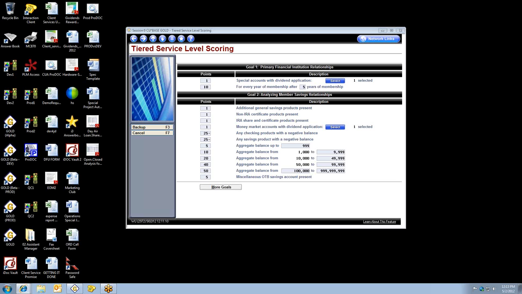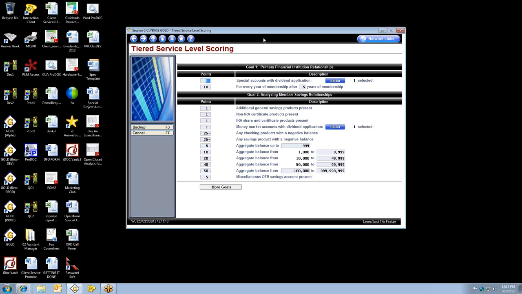Down towards the bottom of the screen is where we start getting into savings relationships and how we would like to award points accordingly when it comes to that. The first screen is additional general savings products configured. This happens to be any other share products or savings products that the member may have outside of what we've specified in the top section.